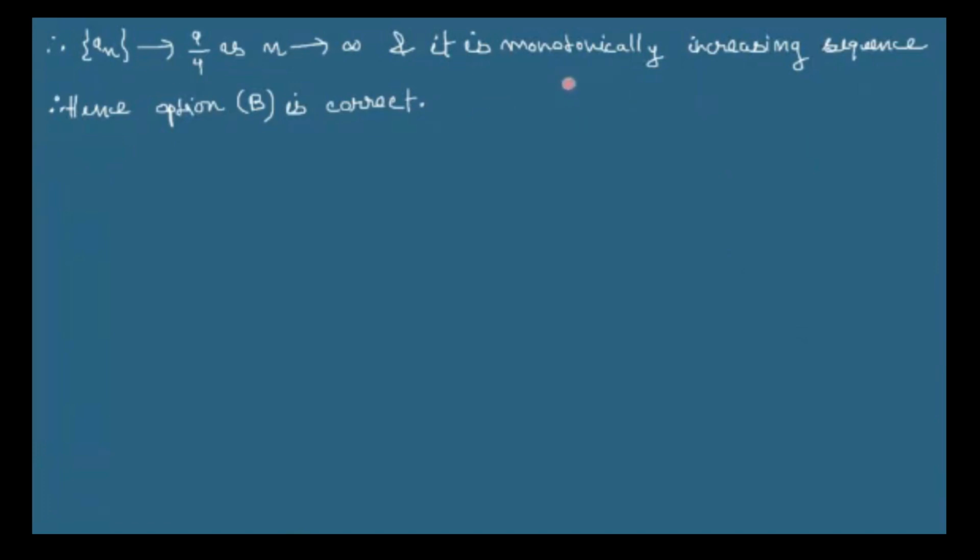And it is monotonically increasing. So option B is correct in this case. So for this question, option B is correct, that is a_n is monotonically increasing and converges to 9 by 4. I hope you liked the problem.